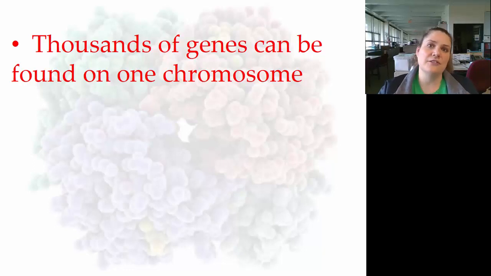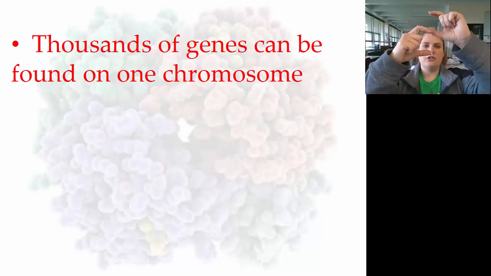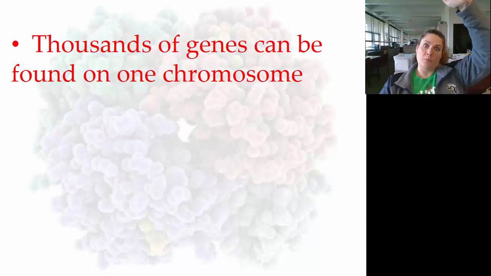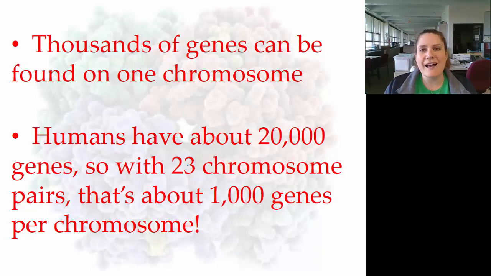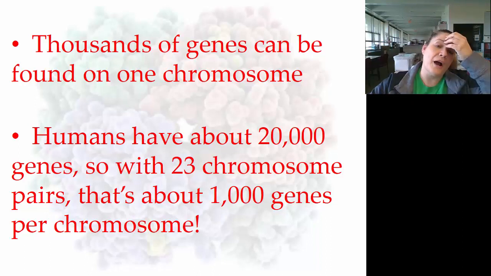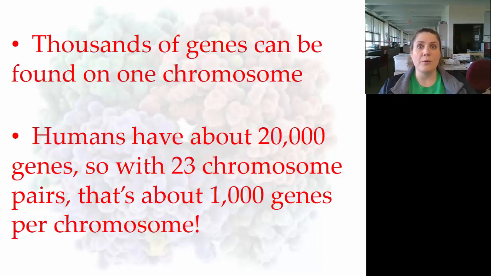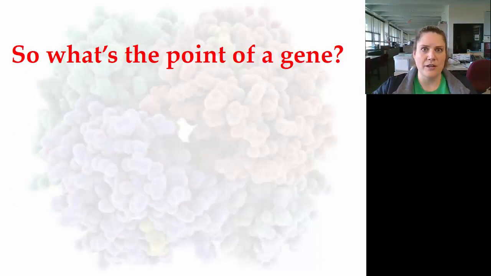You can have thousands of genes on one chromosome. So gene, gene, gene, gene, gene, gene, chromosome, okay? Humans have about 20,000 to 23,000 genes, they've mapped it out. You have exactly 23 chromosome pairs, 46 chromosomes total, but 23 pairs, because these have code for the same things, just in different ways. So that's about 1,000 genes on a chromosome. So remember when I said gene, gene, gene, do that 1,000 times, and that's what a chromosome is.